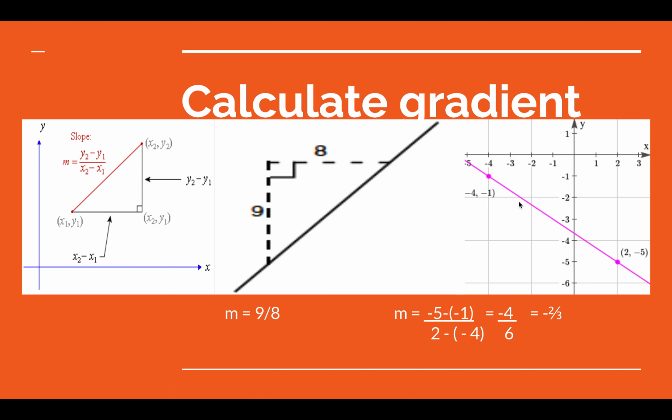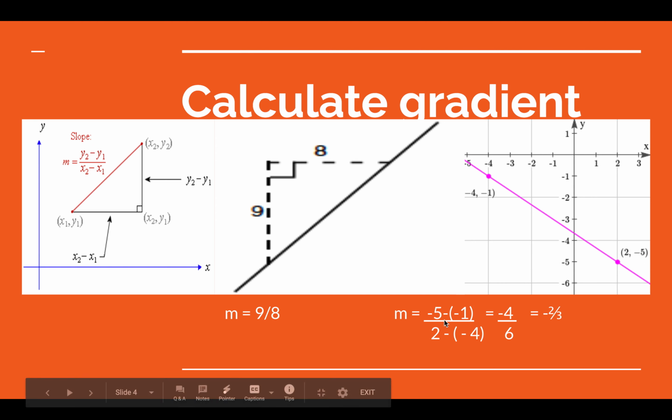If we come to the last picture, for this pink line, we use the same method. So y2 minus y1. Our y2 is minus 5, our y1 is minus 1. So minus 5 minus minus 1. That's how we get the minus 4.